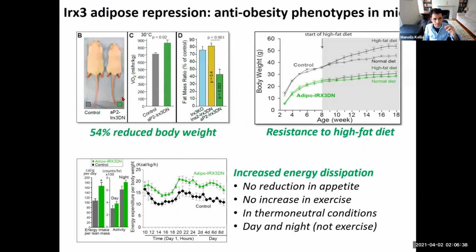By creating adipose-specific knockdown of IRX3, we were able to change mice and shift them from regular weight to super lean by changing that gene to not be expressed. And then these mice were unable to gain weight in a high-fat diet. Normal mice gained weight. These mice were unable to gain weight.